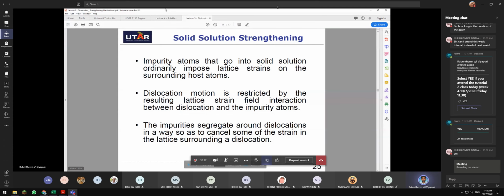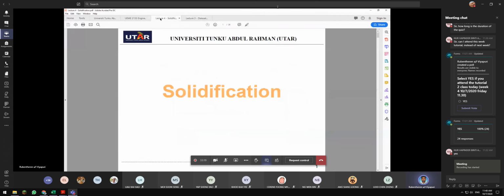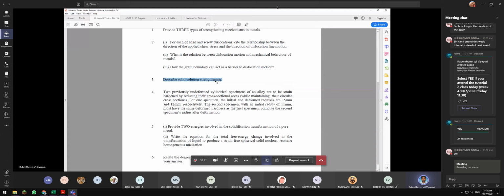All right. Let's look at the next question here. Question number 4. Two previously undeformed cylindrical specimens of an alloy are to be strain hardened, cold working, by reducing their cross-sectional areas, while maintaining their circular cross-sections.